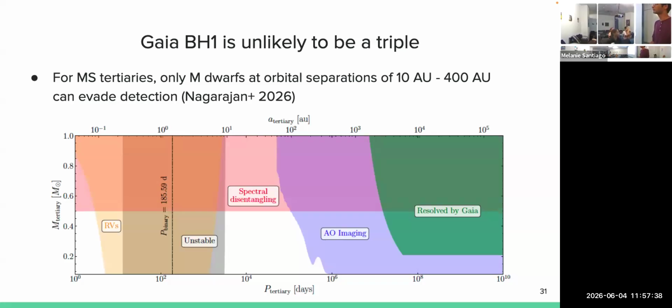Gaia Black Hole 1 is the most well-studied object in our sample. You can combine all the constraints I've talked about here in this nice colorful diagram from AO imaging and from our radial velocity follow-up, and rule out a huge part of parameter space for it being in a triple rather than a binary. So it looks like triples are not a promising pathway for Gaia black holes and neutron stars. So that's why dynamics is winning right now. But there's still white space on this diagram.